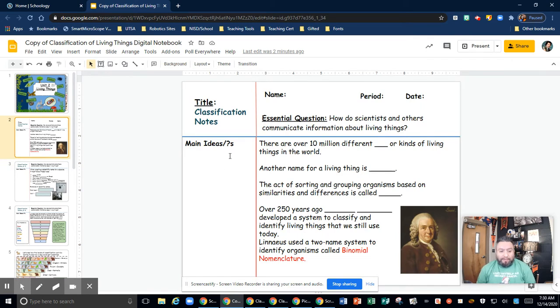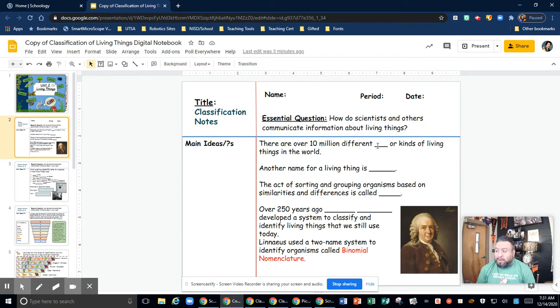So first off, main ideas. Today we're going to talk about classification of organisms. So the essential question is, how do scientists and others communicate information about living things? Okay, so what I want you to do is fill in these notes as I talk to you throughout the video. Please fill in the notes. That way you know exactly what we are doing and how to use a dichotomous key later.